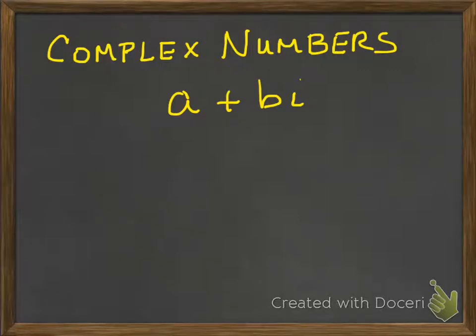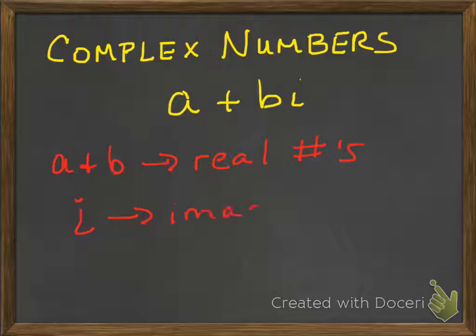Okay, in this unit we're going to be looking at complex numbers. Complex numbers are comprised of two parts, a real term and an imaginary term. A and B are both real numbers, and I is the imaginary component.